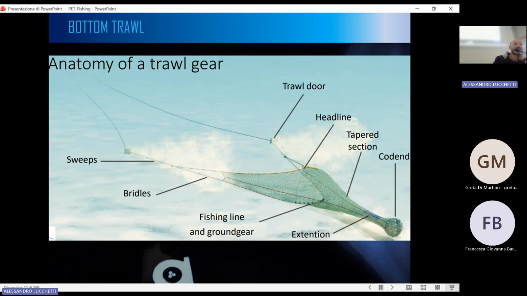Okay, but this is a general scheme of the bottom trawl. I don't want to waste so much time on this, but it is the most important fishing gear in Italy and in the world because it catches the biggest amount of commercial species. Just to give you some dimensions, from the wings to the cod end, in Italy we have vessel lengths of about 30 to 70 meters, from the smallest to the biggest vessels.